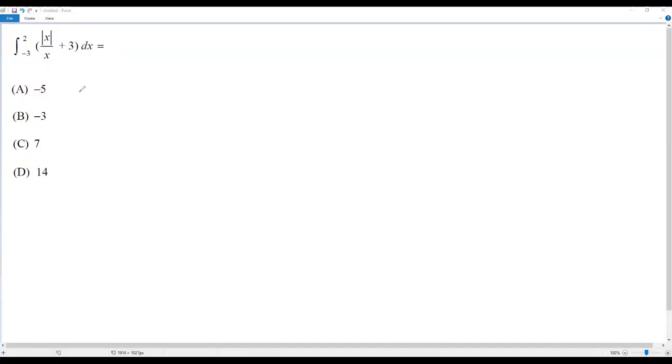Here we have an AP Calculus AB problem. Okay, let's go to the question. Here we have a definite integral, that is the integral from negative 3 to 2 of absolute value of x over x, plus 3, dx. We have to evaluate the value of this definite integral.